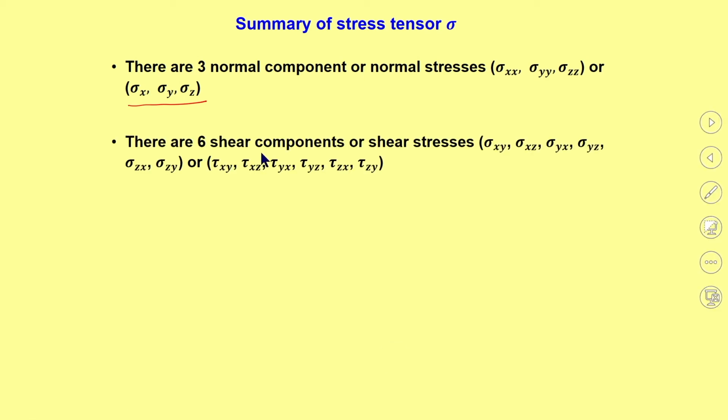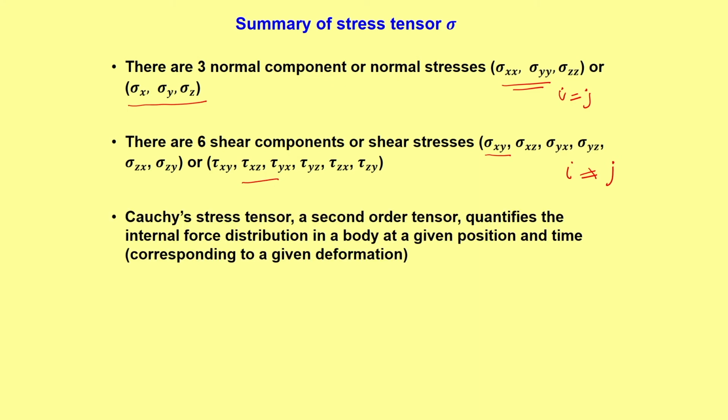There are 6 shear components or shear stresses, to be very specific, all with indices where i is not equal to j. Here it is i equal to j, here i not equal to j. So, these are shear components of traction or shear stresses. It is written either in sigma form or in tau form.